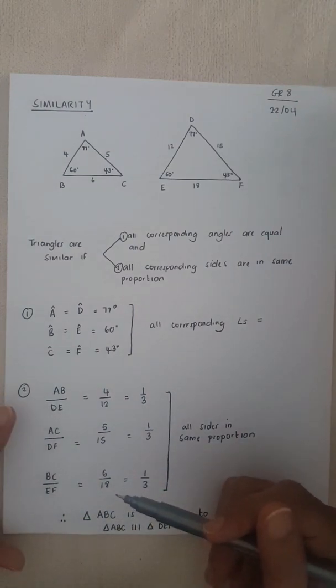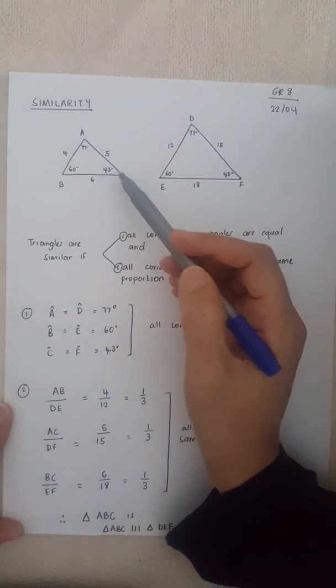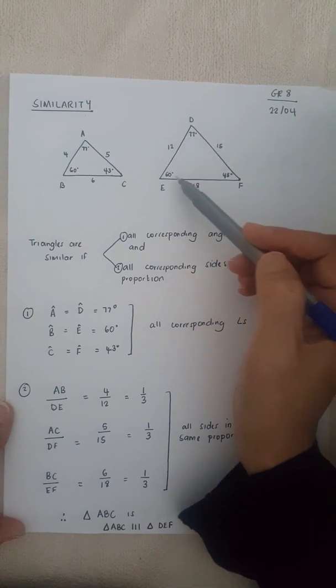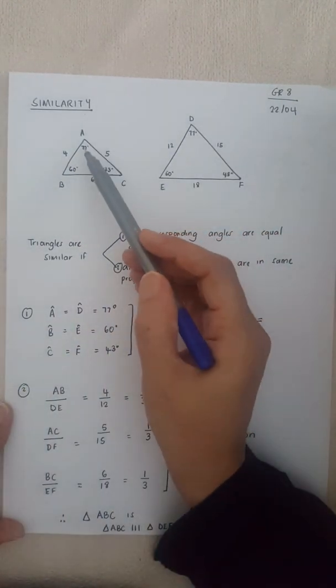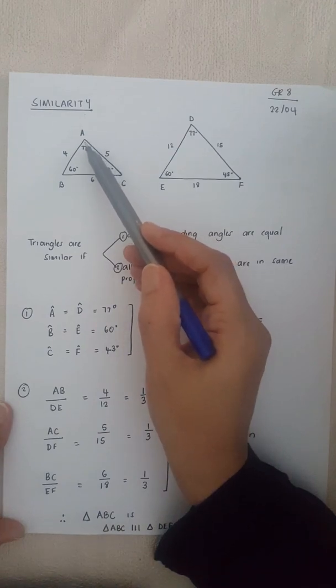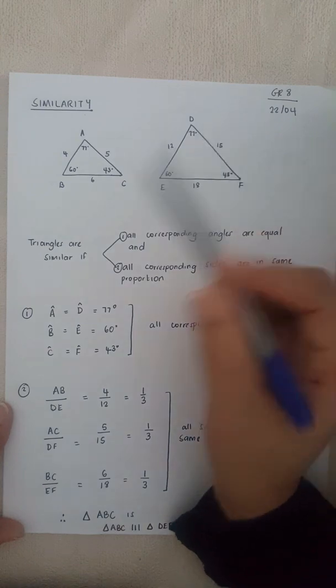So what do we mean when two shapes are similar? Okay, so I have two triangles here and I want to prove whether these two triangles are similar. So have a look at the triangles first. This one is called ABC and this one is called DEF.